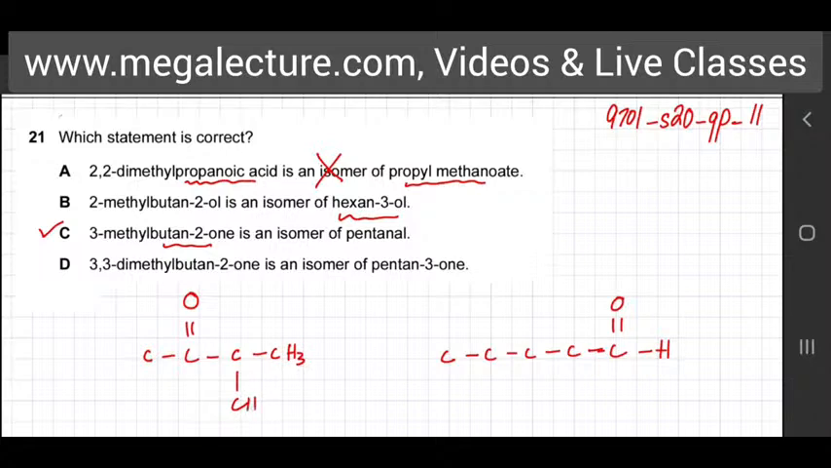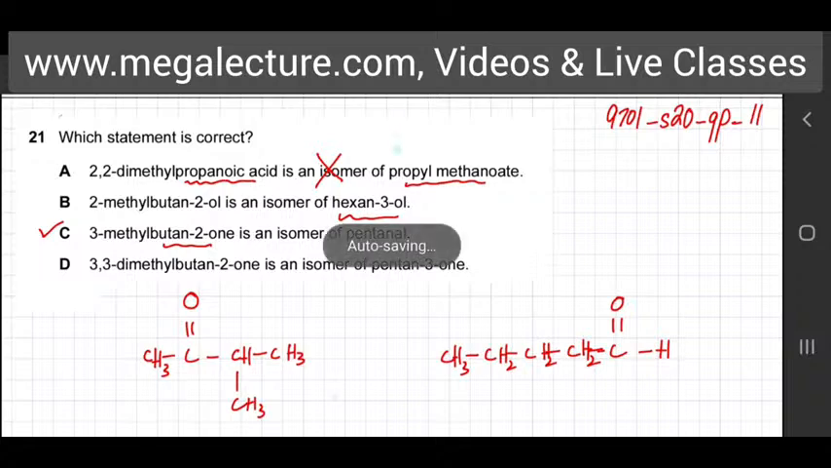You can count the hydrogens as well. There would be 3 with this one, 3 with this one, 3 with this one, and this one needs 2, this one needs 2, this one needs 2. You can count the hydrogens, and they would still be isomers. That's 3 plus 2 plus 2 plus 2, that's 6 plus 3, 9 plus 1, that's 10. This is 6 plus 3, 9, 9 plus 1, that's also 10. So C is clearly your correct answer.